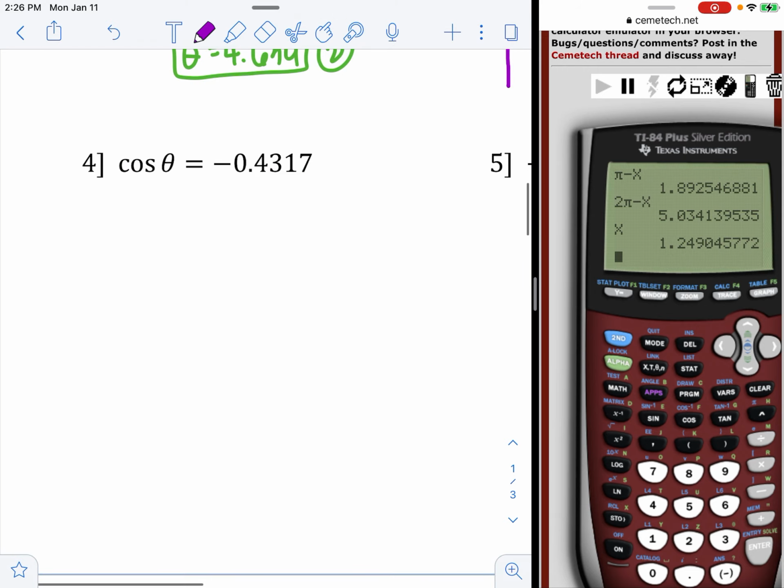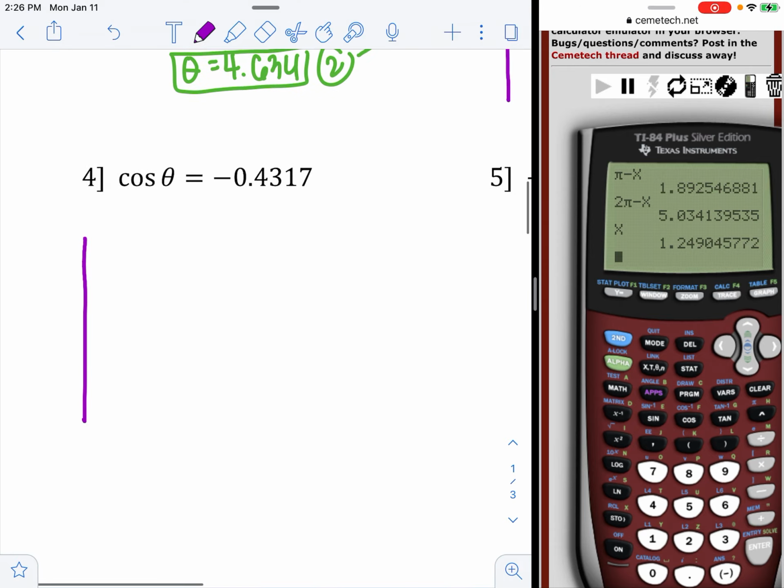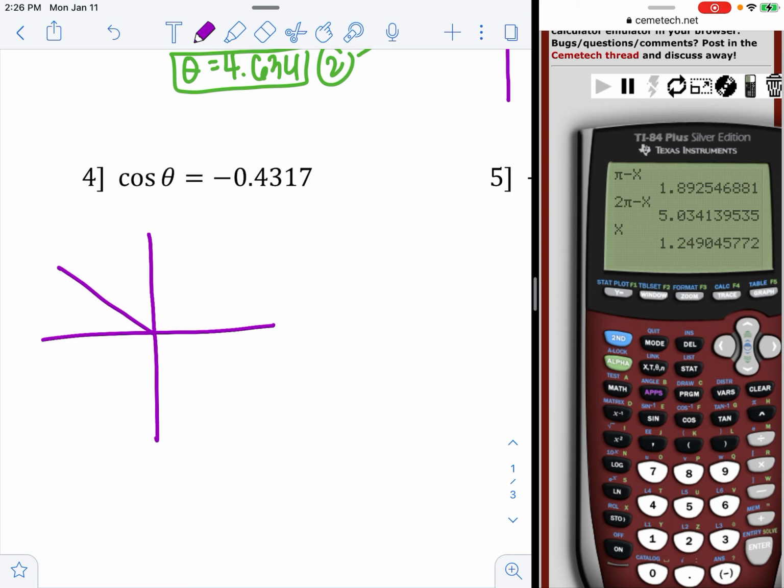Okay. Next one I have cosine of theta is negative 0.4317. So first off, I want to know, where is cosine negative? All students take calculus. Cosine's positive in 1 and 4, so it's negative in 2 and 3. Also, you can see that this angle and this angle are the same measure. They're both the same distance from x. So once I find one, I find the other.